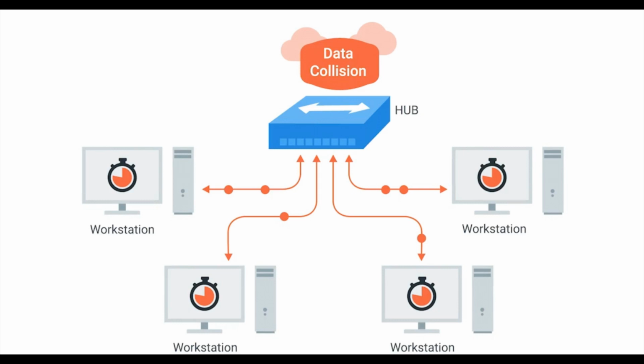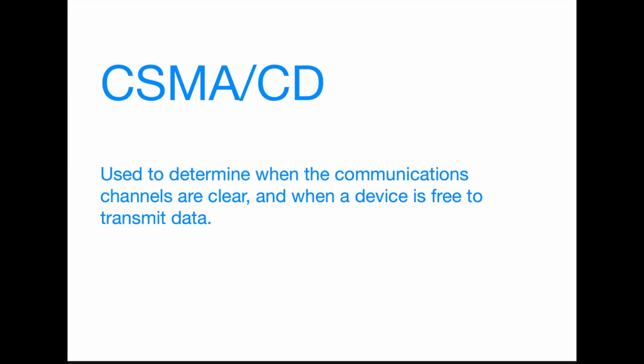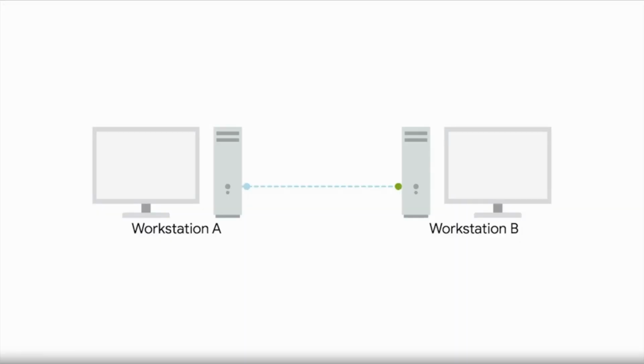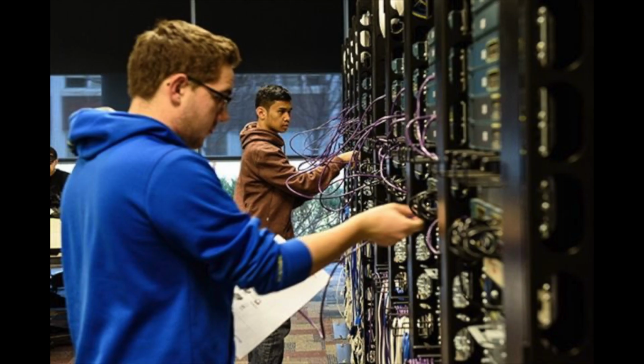To avoid collisions, Ethernet used carrier-sense multiple access with collision detection, a protocol that allowed devices to sense the network's status before transmitting. When collisions occurred, devices would stop transmitting, wait a random interval, and then try again. This randomization prevented multiple devices from colliding again when retransmitting.